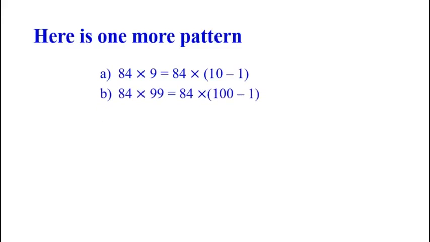Here is one more pattern. 84 into 9, we can write it as 84 into 10 minus 1. 9 is equal to 10 minus 1. Then 84 into 99, we can write it as 84 into 100 minus 1. 84 into 999 is equal to 84 into 1000 minus 1.